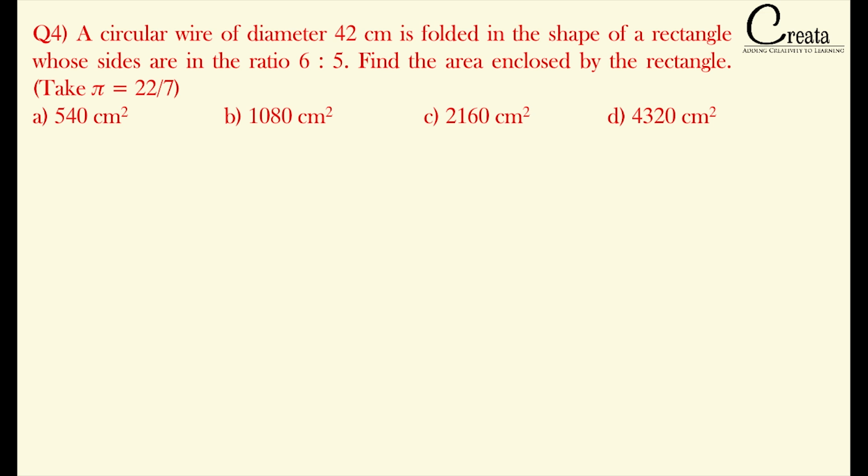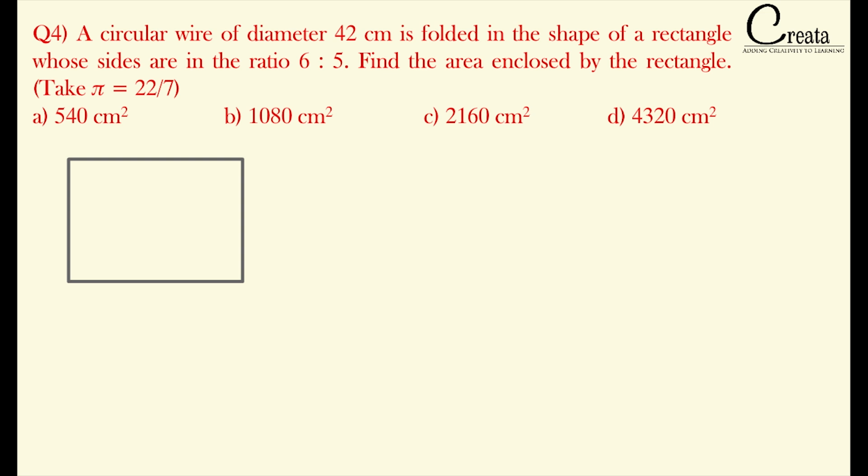Our first step, we will observe and visualize this question. This question is talking about a circular wire whose diameter is given as 42 cm. So let's have a circular wire of diameter 42 cm. Further, in the question, this circular wire is folded into the shape of a rectangle. And the ratio of the sides of this rectangle is given as 5:6. We have to calculate the area of this rectangle. So this is the question, we have to find the area of this rectangle.